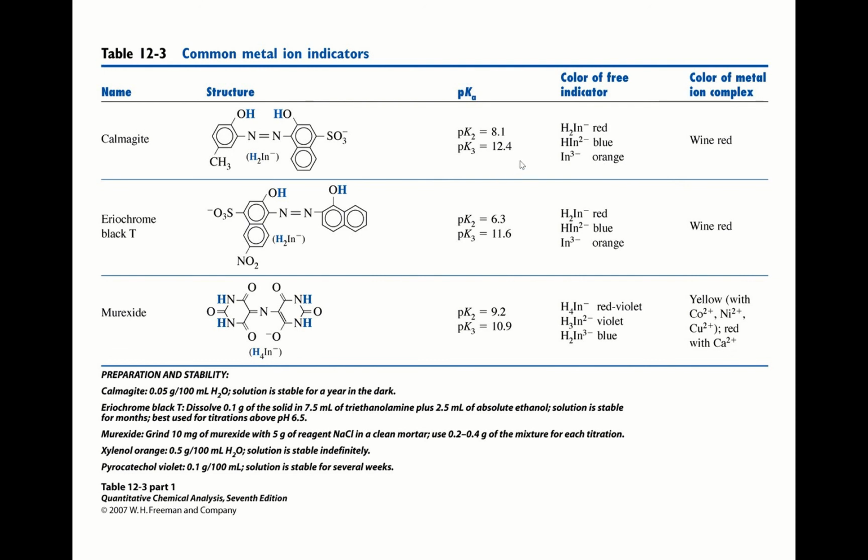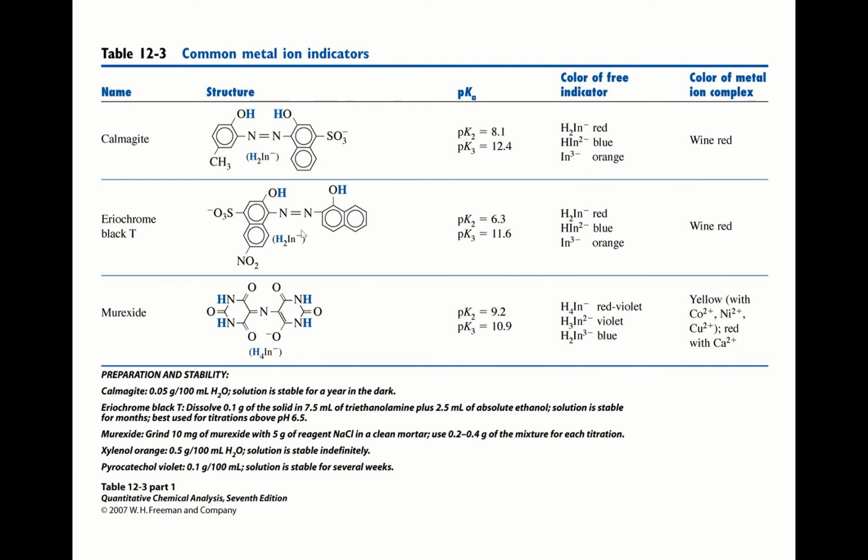So in this case also, you have to fix the pH, otherwise the color changes just because of pH change. And this can also be considered as an acid. Then you can define the pK values. pK2 is 8.1 and pK3 is 12.4. Depending on pH, the colors are different, but when pH is fixed, you have a constant color. The only color change is due to the metal ion complexation.